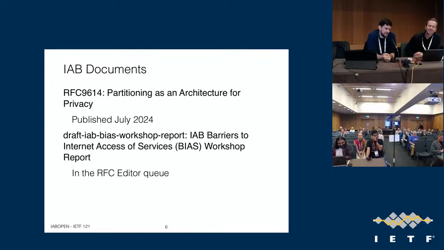So just going through some status updates, we have some IAB documents that are ongoing. We have RFC 9614, which was published back in July, which is a technical document on using partitioning as an architecture for privacy. This is looking at how technologies like MASQUE, Oblivious HTTP, and Privacy Pass use splitting up of data for privacy. Please read it, comment on it. We also have a workshop report from the bias workshop, and one update: we now have a new workshop report for the AI control workshop that was just published yesterday. We didn't do that in time to update these slides, but we'll hear more about that later.